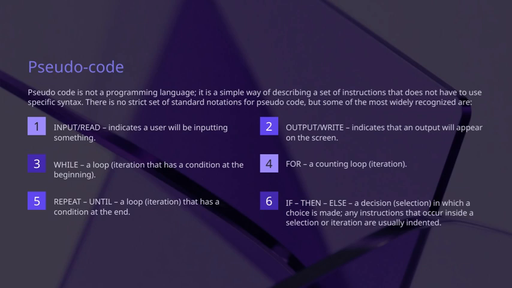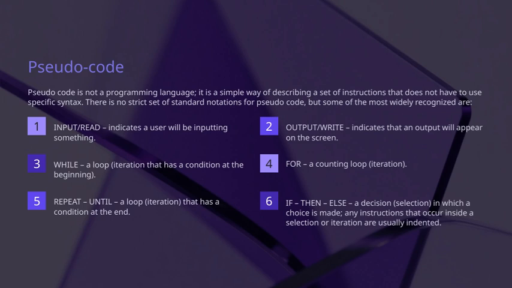Let's take a closer look at some key components of pseudocode. First, we have if, then, else. This is a decision or selection structure where you make a choice based on a condition. Any instructions inside this selection or iteration are usually indented to show they belong to that block. Next is FOR, which represents a counting loop or iteration. It's used when you want to repeat a set of instructions a specific number of times. Then there's output or write, which simply indicates that some information will be displayed on the screen.